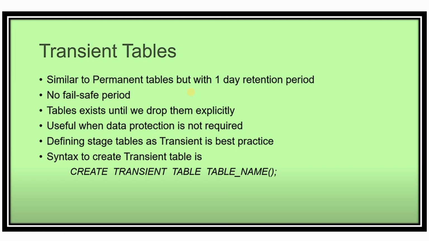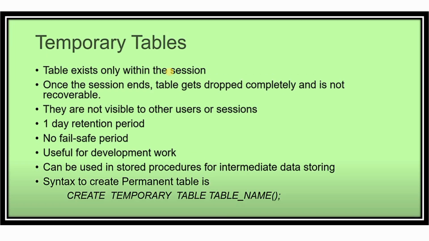The basic difference between a transient table and a permanent table is the retention period. A transient table has just 1 day, but a permanent table has a retention period of 0 to 90 days. And a transient table does not have any fail-safe period. So that's all about the transient table and the permanent table.